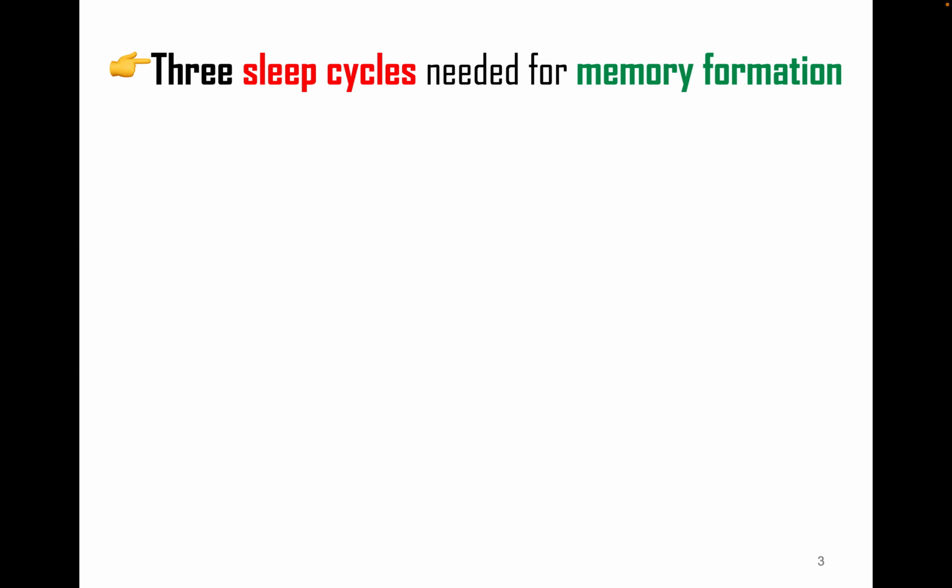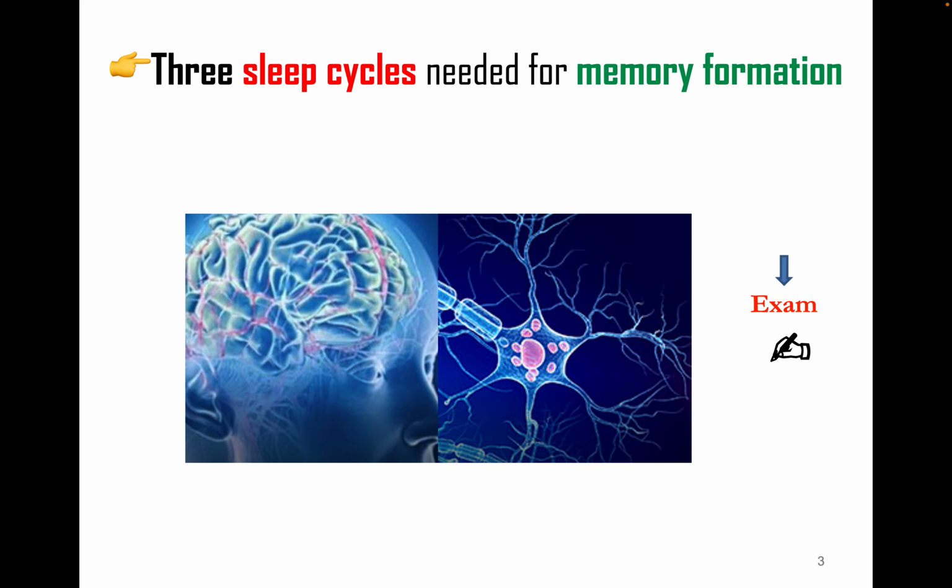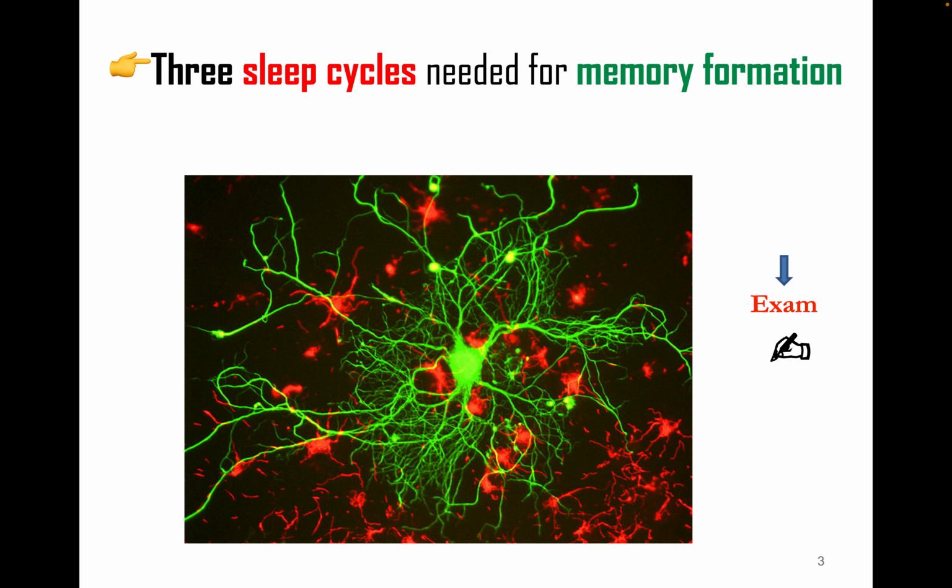First one, you need 3 sleep cycles for memory formation. That means if you have a week for an exam, you need to prepare ahead of time. In the brain, memory is strengthened by the formation of new dendrites, new neurofilaments and neurotubules. These are formed of lipoproteins. Protein synthesis needs time. That is the reason, to study effectively, you need to start ahead.